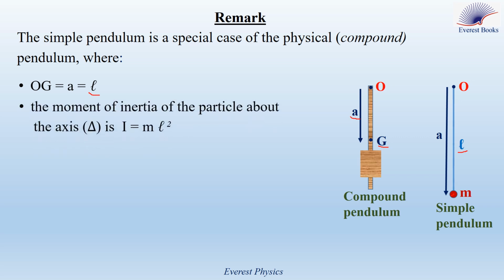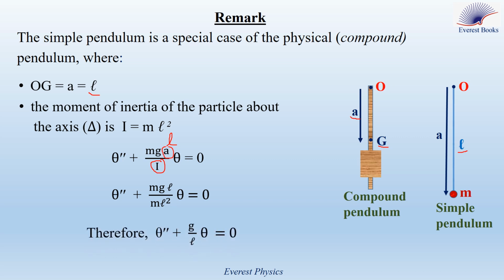And the moment of inertia of the particle in the simple pendulum about the axis of rotation delta is always equal to m L squared. Now, referring to the differential equation that governs the motion of the compound pendulum, theta double prime plus m g a over I theta is equal to 0, replace a by L and replace I by m L squared. We get theta double prime plus m g L over m L squared theta equal to 0. So we get the differential equation that governs the motion of the simple pendulum, which is theta double prime plus g over L theta is equal to 0.